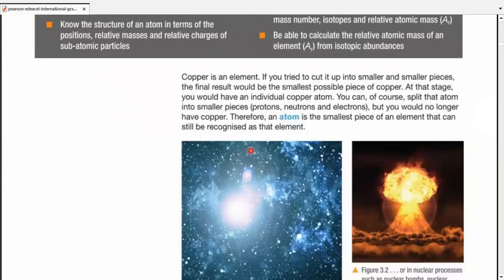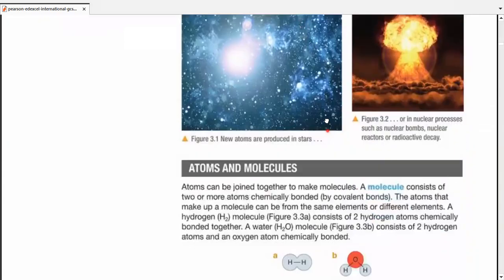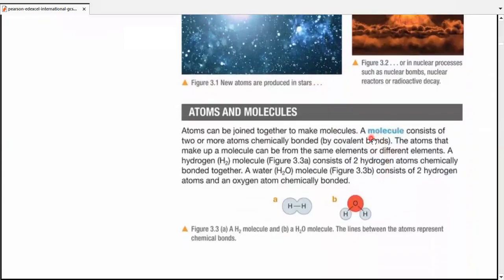Can you split the atom further? Yes, you can. And usually we come up with three most basic particles: electrons, protons, and neutrons. But atom is the smallest piece of that specific element that can show all of its properties, either physical or chemical. Now, atoms can be joined together to make molecules.